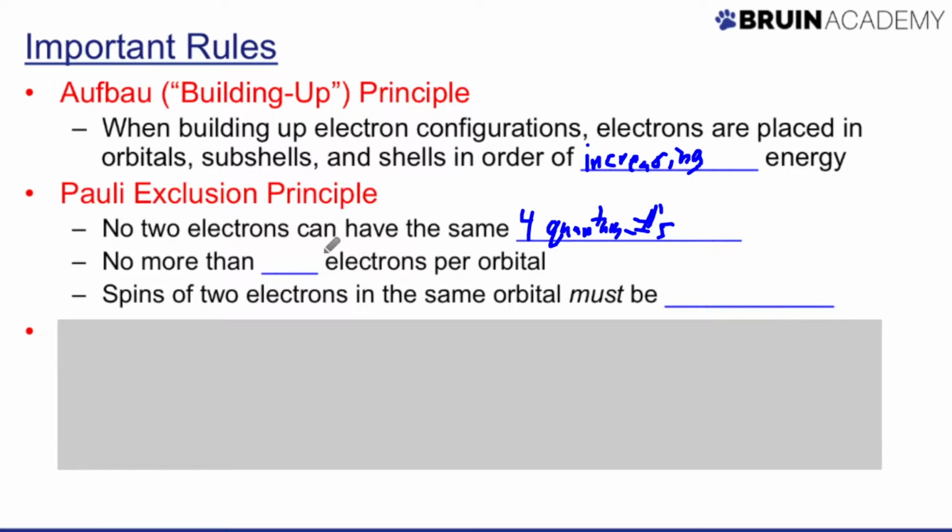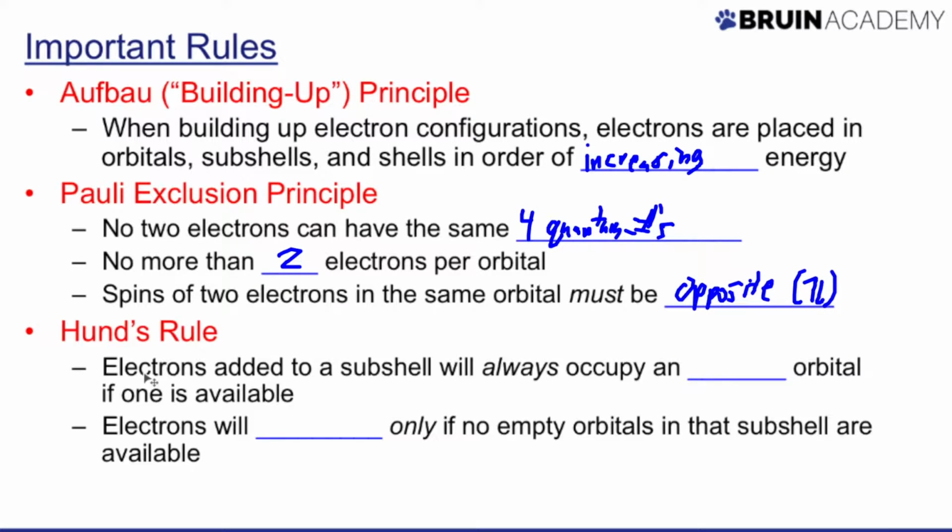And how many electrons per orbital? Only two. So no more than two electrons per orbital. And within an orbital, the spins must be opposite. All right, so as we've seen before, one is going to be spin up, plus 1/2, one spin down, minus 1/2. The last rule is Hund's rule, and it basically says that when you add electrons to a subshell, they'll always occupy an empty orbital if one is available. All right, and what'll happen is electrons will only pair if there are no empty orbitals available.